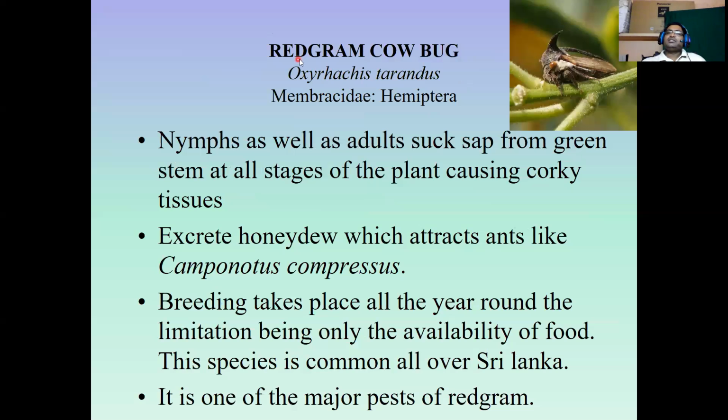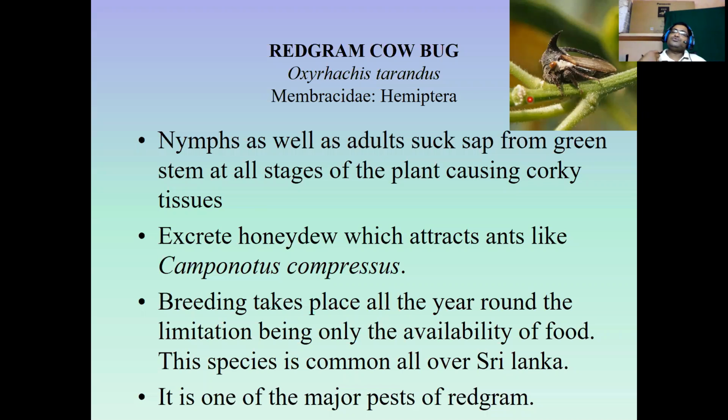So another one is the red gram cowbug, right? Oxyrachis tarandus, we call it Oxyrachis tarandus, Membracidae, Hemiptera. This is also a minor pest, very minor compared to the aphids and pod bug. This is also there somewhere else. Nymphs and adults are sucking the sap, and they excrete honeydew. Therefore, it can attract the ants and sooty mould development will be there. So if aphids, this cowbug and mealybug attack is there, definitely you can expect more ants because they are producing honeydew.